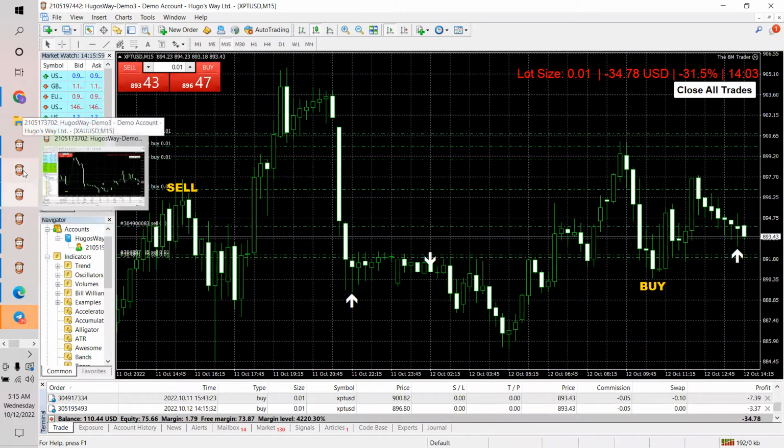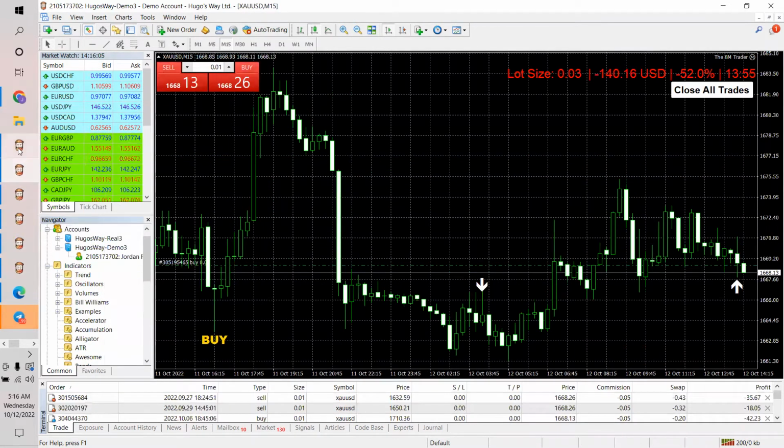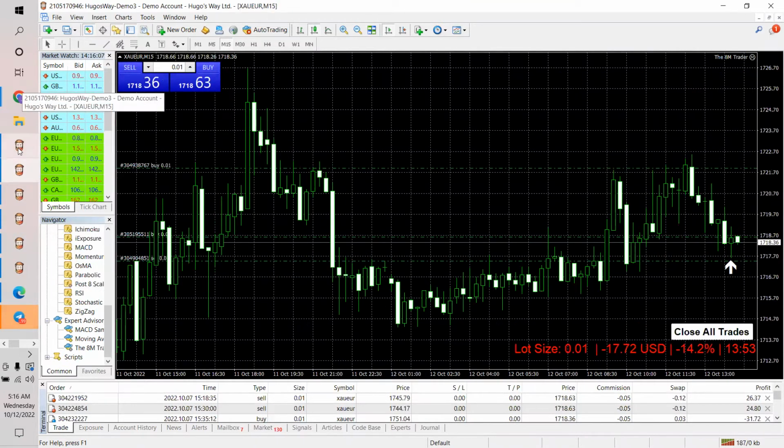But in the meantime, we have got platinum getting into a buy. We've got gold versus United States dollar, we're getting into a buy. And we also have gold versus euro that we're getting into a buy as well.